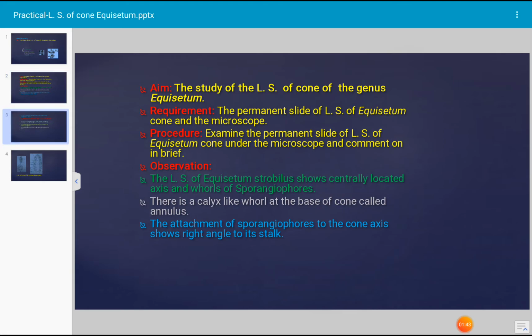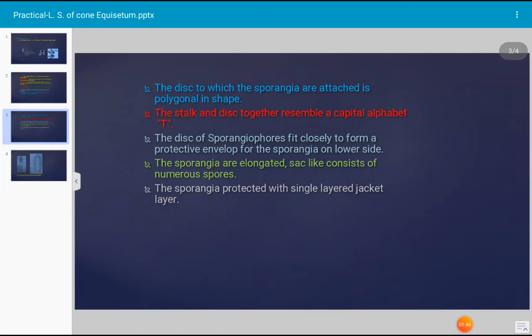Next, the disc to which the sporangia are attached. It is a disc-like structure, polygonal in shape. The stalk and the disc together resemble a capital T. The discs of the sporangiophores fit closely to form a protective envelope for the sporangia on the lower side.